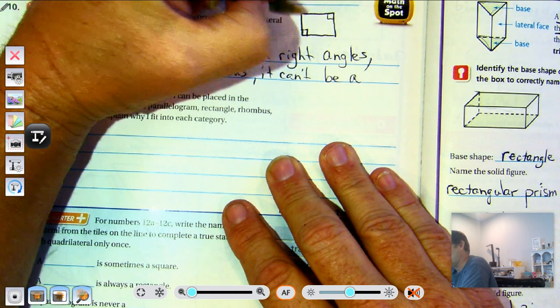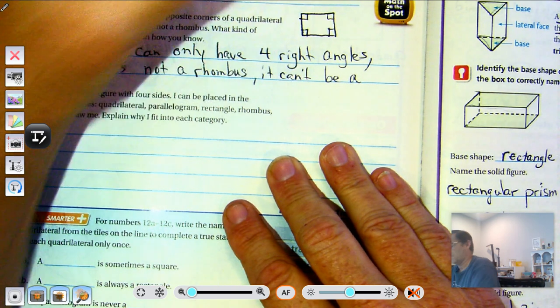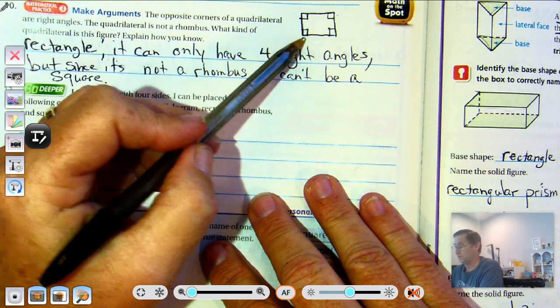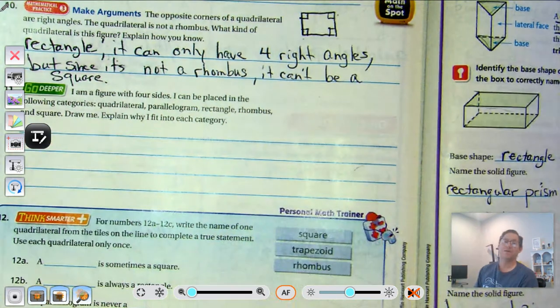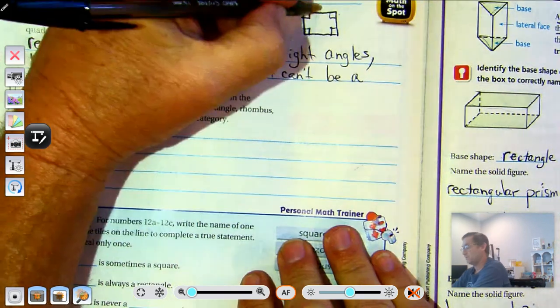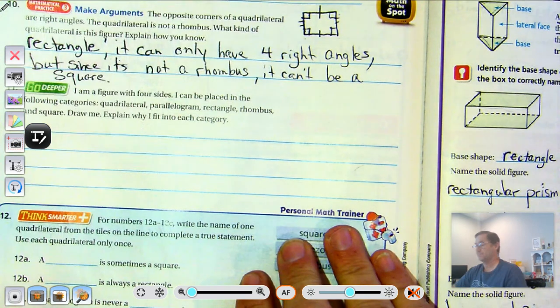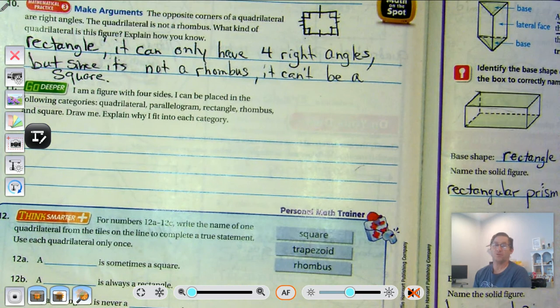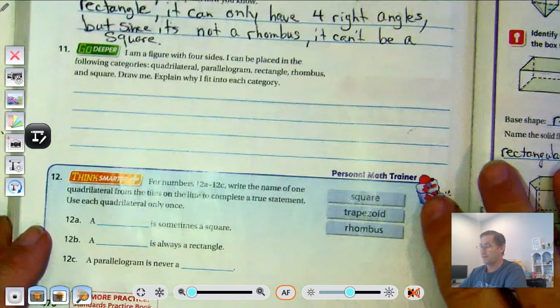So opposite corners are right angles. Opposite corners. Okay. But the sides are not equal. So if the sides are not equal, it can't be a square. It can only be a rectangle. All right, number 11.